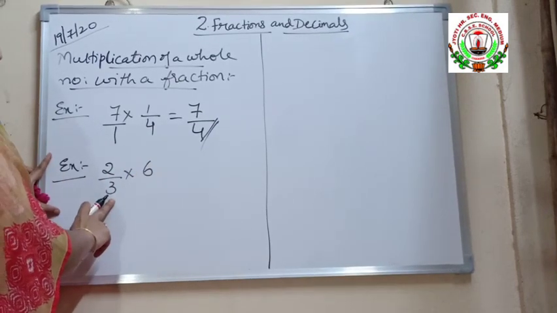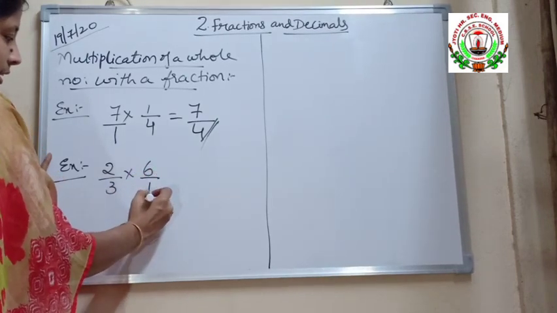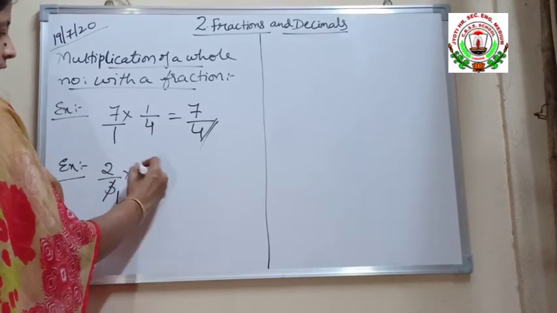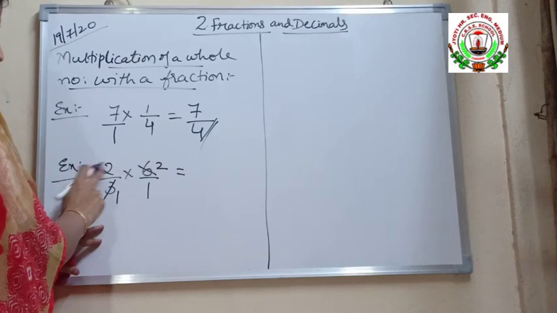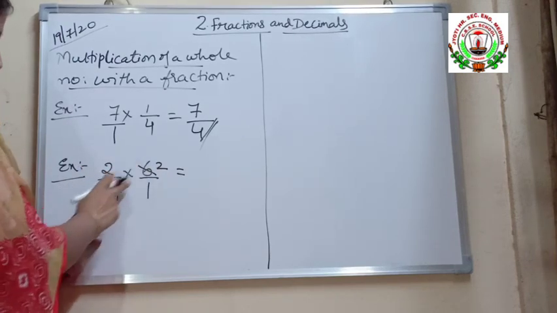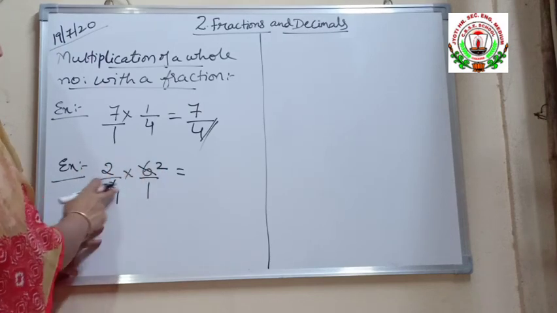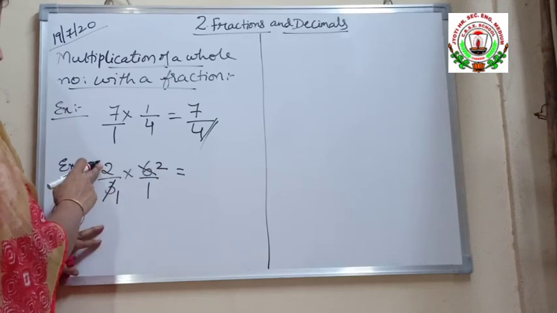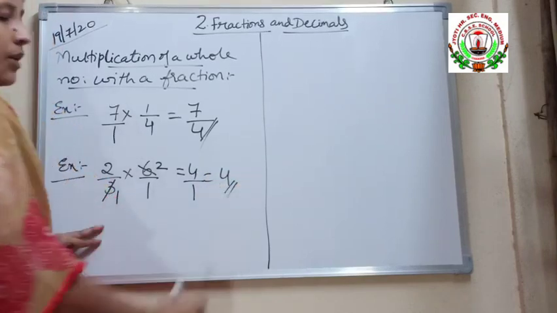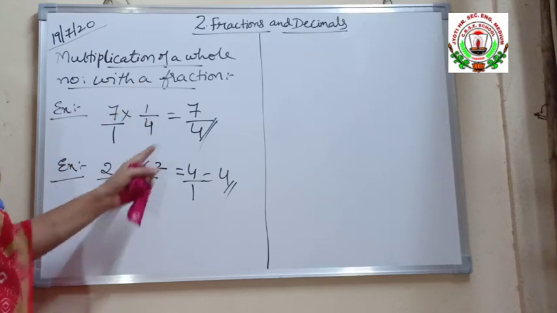One more example: when I write 2 by 3 into 6. 2 by 3 is a fraction, 6 is a whole number. I can write 1 here and I can also cross multiply. 3 1s are 3, 3 2s are 6. So I can multiply the numerator into numerator, denominator into denominator. So 2 2s are 4. 4 by 1, that is 4. This is your answer. Now this is a multiplication of a whole number with a fraction.